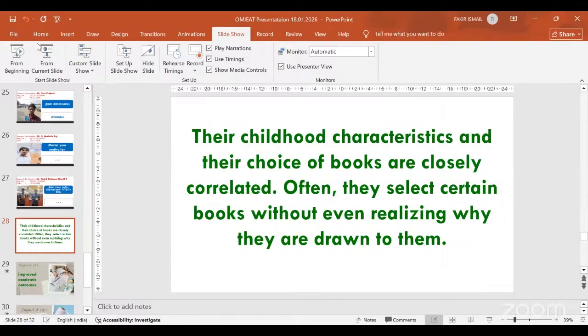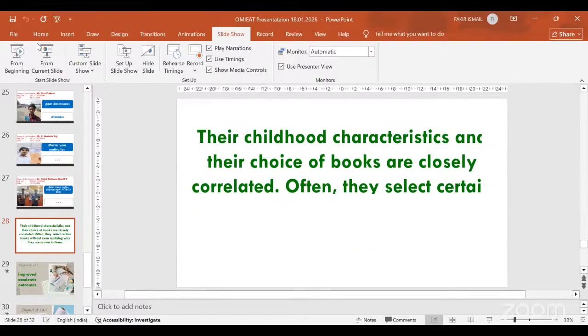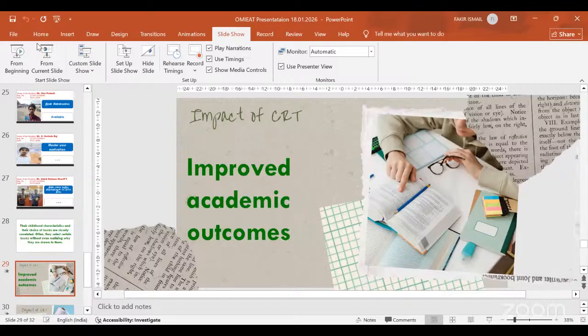Asking my students why they are purchasing that book, the student simply says, "Sir, I don't know. I don't know the reason behind selecting the book, but I liked it." So this liking is the real character the student possessed in childhood. So here, the culturally responsive teaching method plays a crucial role. What is the impact? The impact of CRT is improved academic outcomes.